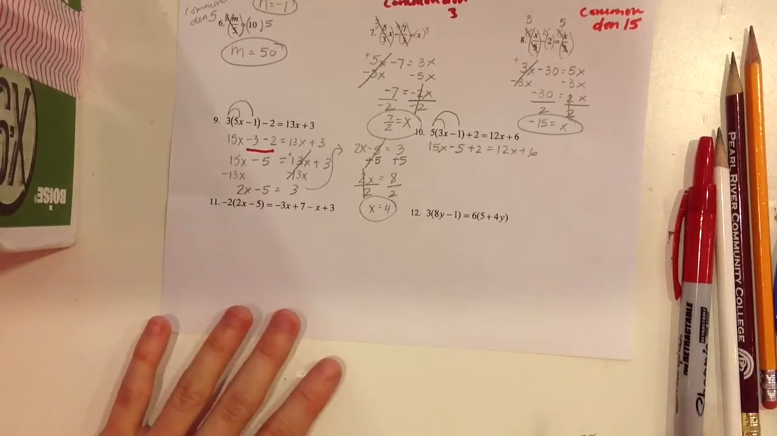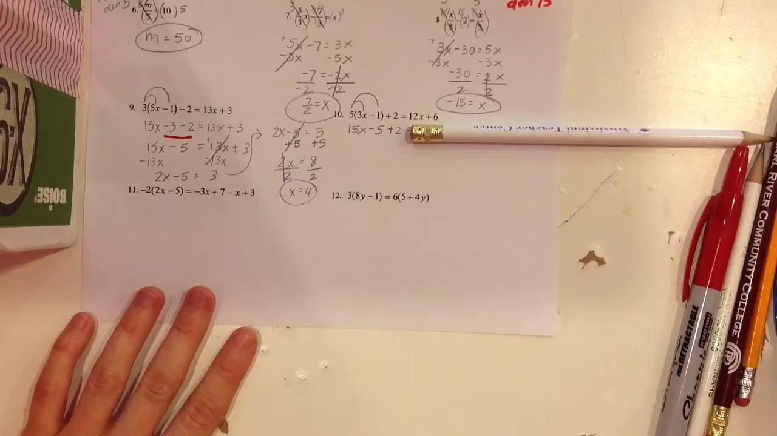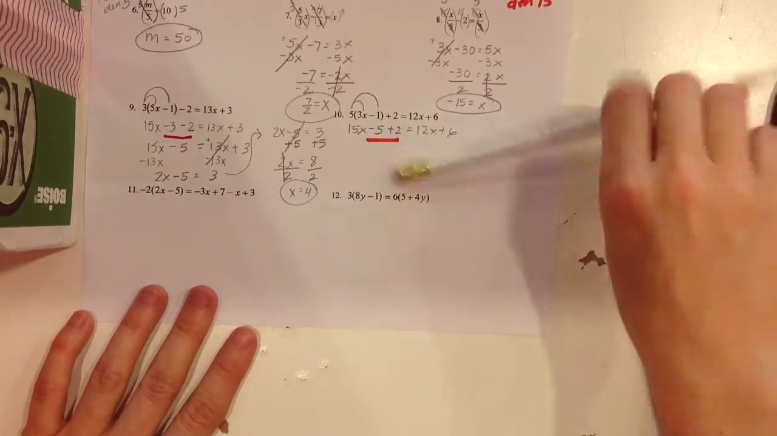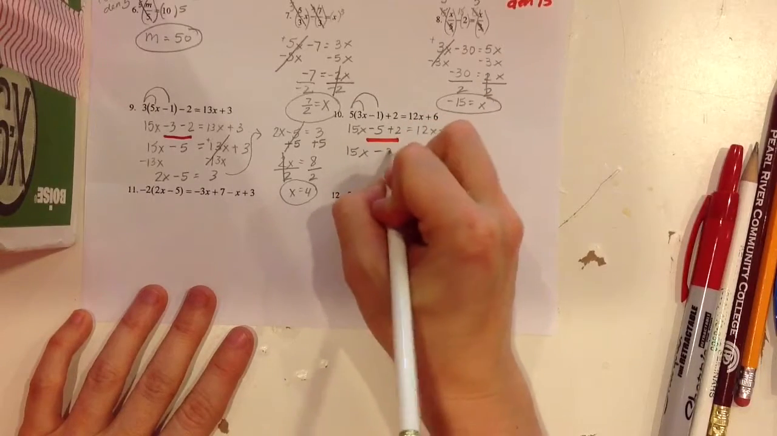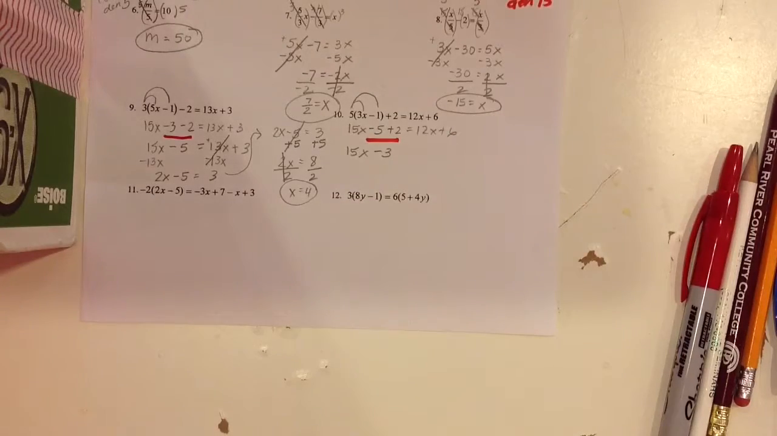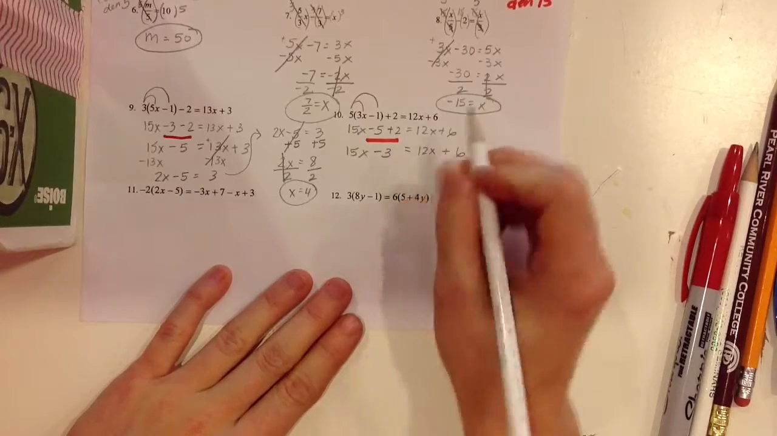Again, exactly like we had last time, we have like terms that we need to combine. So I'm going to combine on the left side the negative 5 and the positive 2. So I have 15x, and this is going to give me a negative 3 because we have different signs. I'm subtracting, taking the sign of the bigger number. Bring down my equal sign, and bring down my 12x plus 6.